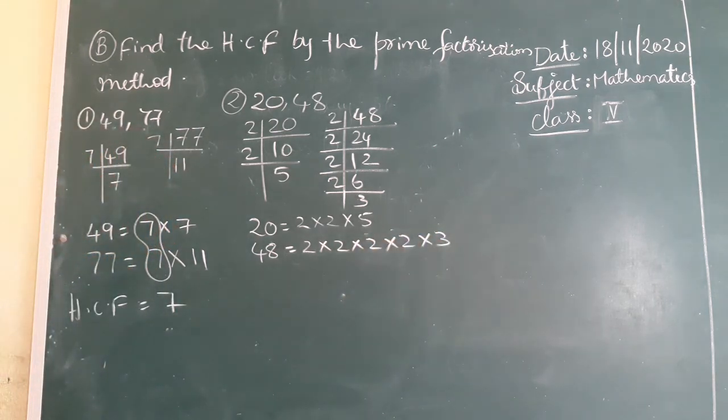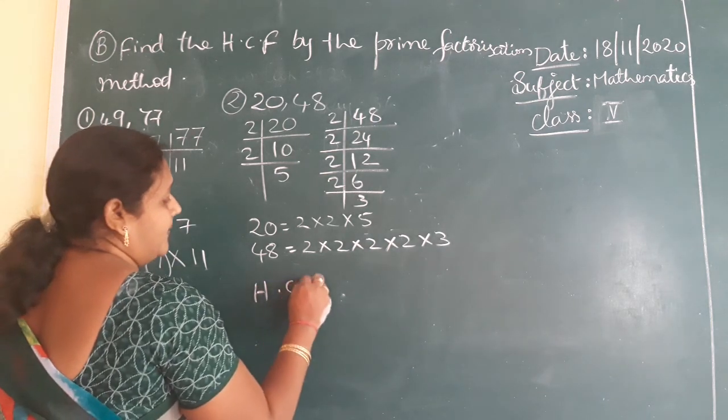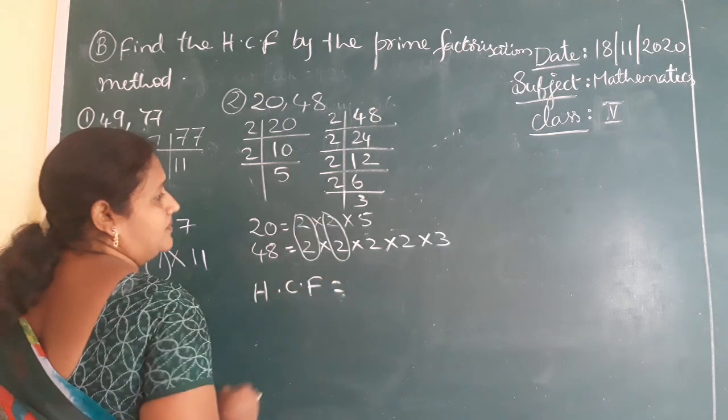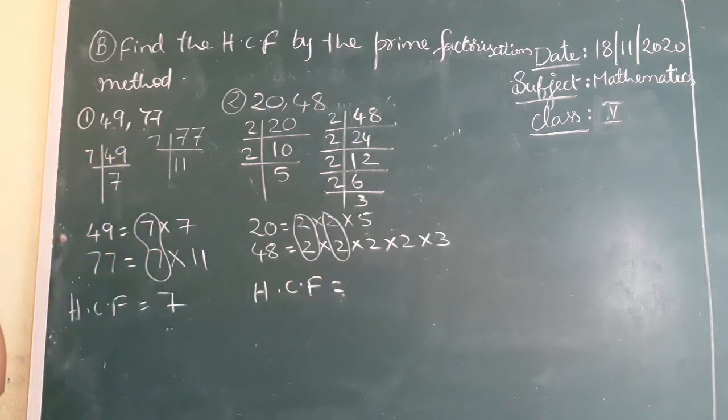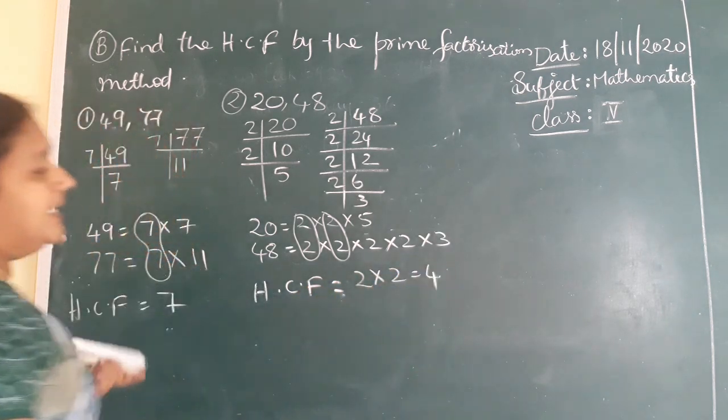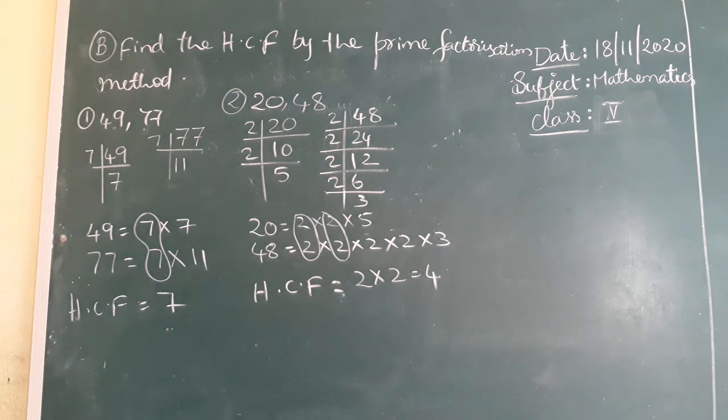Okay, they are asking us to find the HCF. How can we find the HCF? By writing the common ones. 1, 2. Is anything more common? No, only two are common. What is that? 2 into 2. What is 2 into 2, children? 4 is the HCF. See the next one, 40, 56.